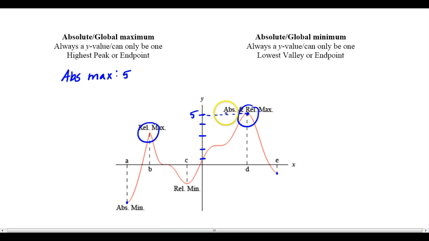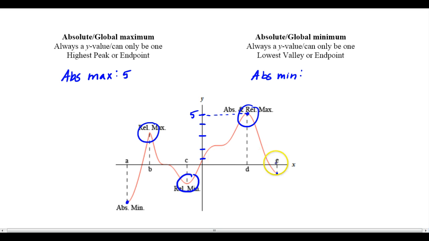And notice here they put absolute and relative. So a point can be classified as both an absolute and relative maximum. That's perfectly fine. And then we'll also attempt to find its absolute minimum. So we have to check every single valley, and here I only see one, so that's a relative min. But we have to see, is there any lowest endpoint? So is there any smallest y value?